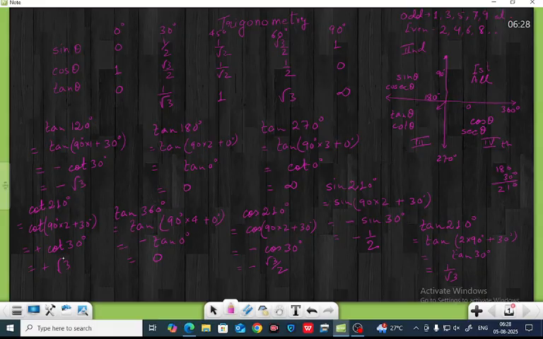In this way, you can find any other value. This is the rule to find the value of sin theta, cos theta, and tan theta. And if you find these, you can also find cosec theta, cot theta, and sec theta by reversing them. In this way, you can find the trigonometric value of any angle with this method.